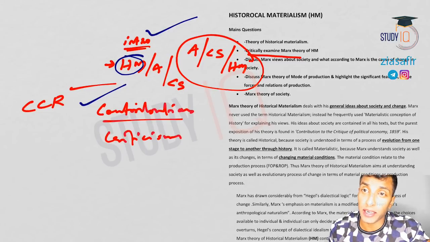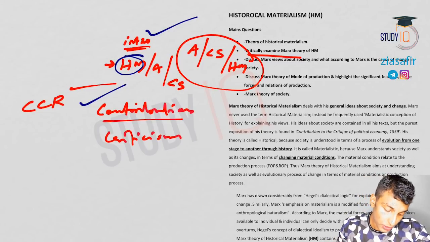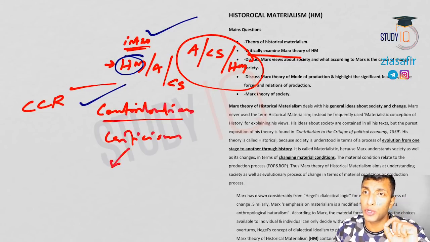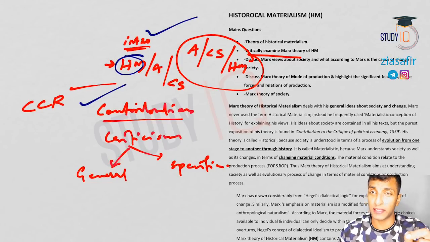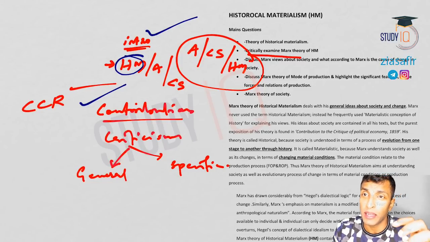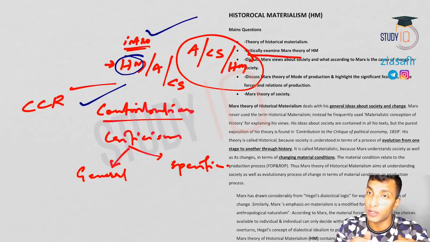You have to first write the general criticisms. Okay, so you can write criticism in two parts. So first part is general criticism and then specific criticism. Now what do you mean by general criticism? Generally Marx is criticized on certain aspects.